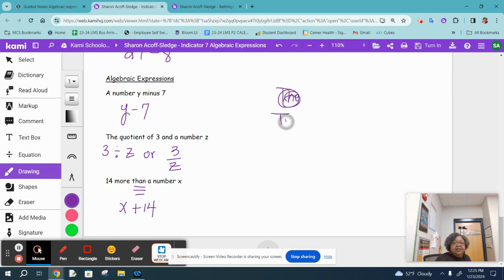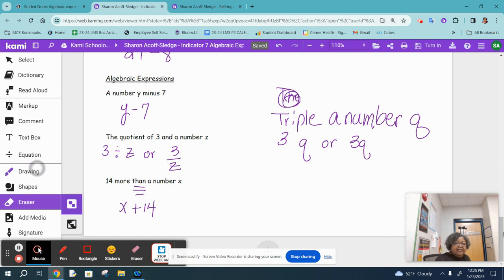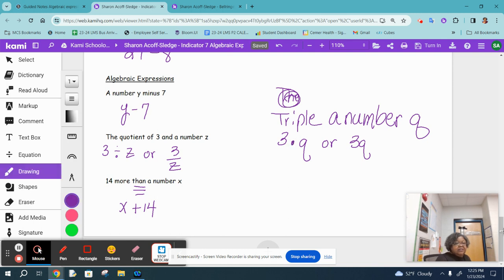let's say triple a number q. Okay, triple means what? Multiply by 3, right? So you can put this like this, but since we're in the 6th grade, the way we're going to write it now is this. Both of those mean the same thing. Let me remove that and put a dot. So you can write it like this.